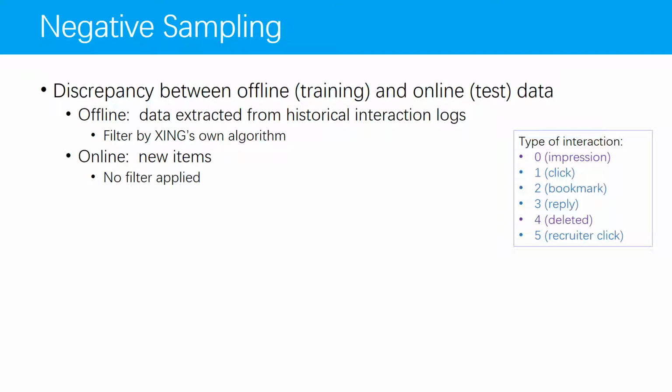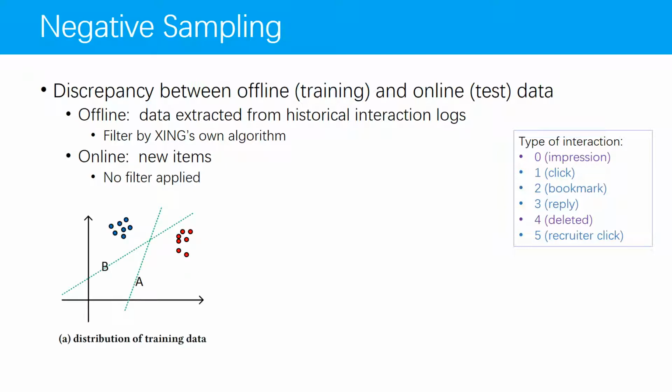It is not hard to understand the reason. Items appearing in the interaction logs, which we use as the training sets, are selected by XING's own recommender pipeline. So all items that are pushed to users are to some extent relevant to users. However, in a test set, there is no such filtering layer, which means that items come from a totally open space without any prior information.